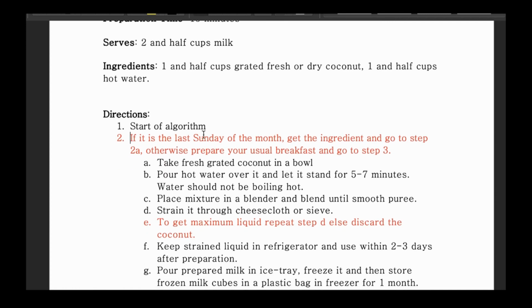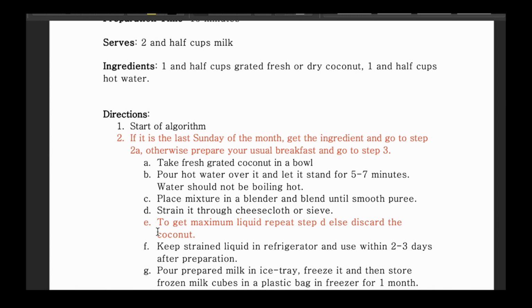Now see how the otherwise statement makes a jump from A to H and goes all the way to step 3, which is clean up dishes and end of algorithm. Because of the if condition, the decision statement here, if the day is Sunday, it has made step A through step H part of step 2. If it is not the last Sunday of the month, you jump this whole process. You go to a different statement. That is step 3.